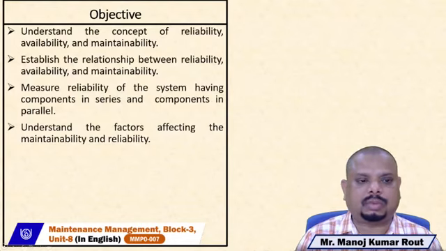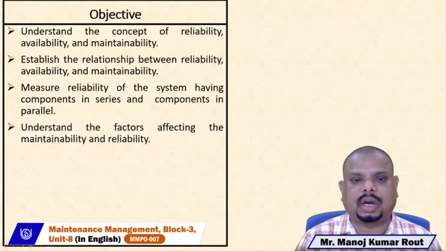Then point number 2: establish the relationship between reliability, availability and maintainability. How do reliability, availability and maintainability help in maintenance management? That part we will understand. And we will understand the different relations between reliability, availability and maintainability.